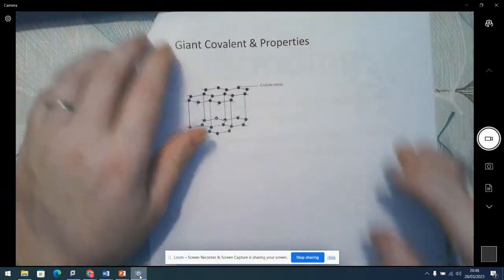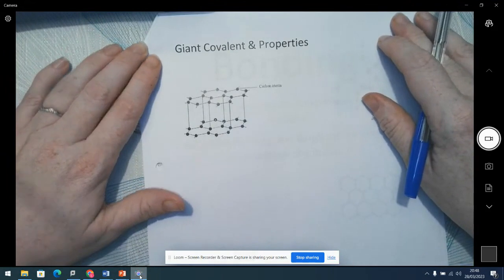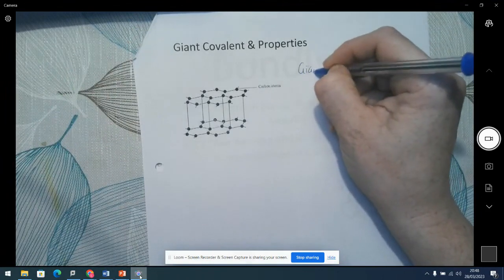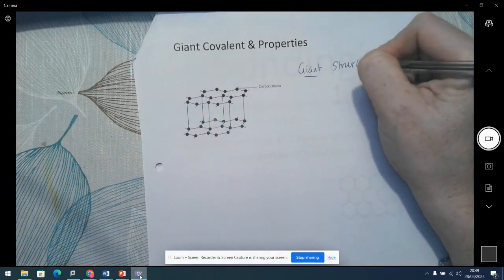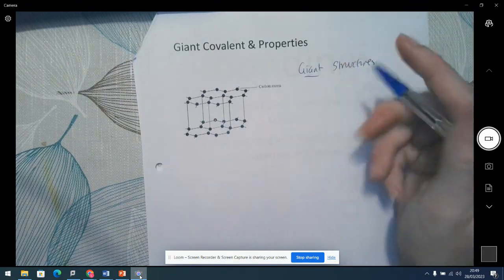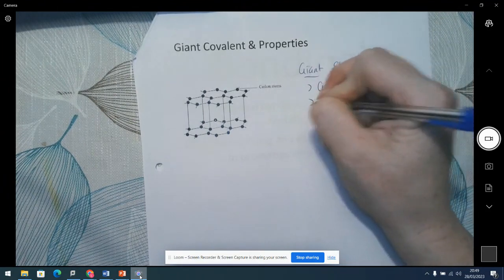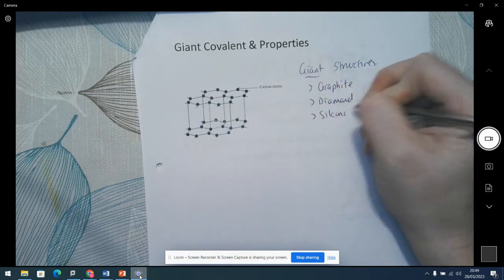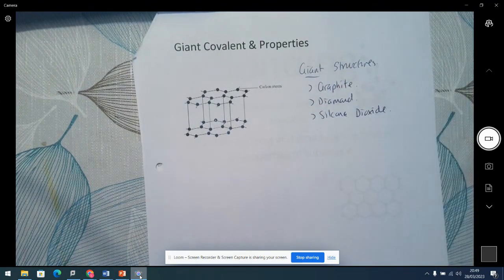So the last little part we're going to look at in terms of covalent structures are our giant covalent structures. And there are 3 that you need to be aware of. So again, I'm going to use the word giant. And when you think giant, you think strong bonds and you think high melting and boiling points. So these are giant structures. And as I've just said, there are 3 that you need to be aware of. So this is graphite, diamond, and silicon dioxide. So these are the three giant covalent structures that you need to be aware of.